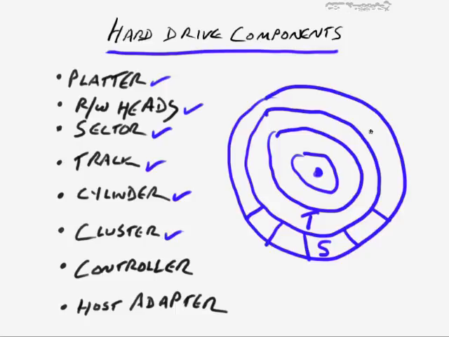Collectively, let's say we have 3 platters. Collectively, this outside track on all 3 platters is known as the cylinder. So that's what that refers to there.